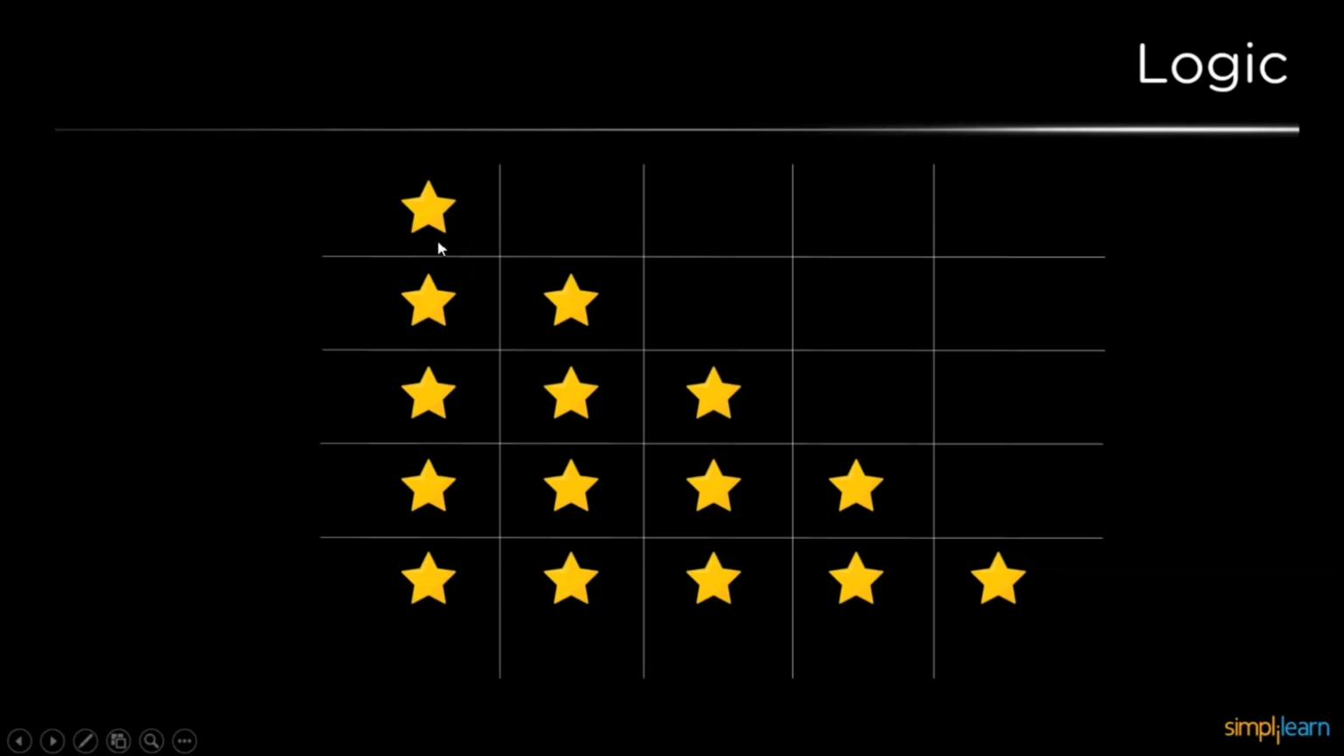We have inserted stars at the cell index A of 0,0, A of 1,0, 1,1, then A of 2,0, 2,1, 2,2, followed by A of 3,0 to A of 3,3, and then A of 4,0 up to A of 4,4. And in the rest of the cells, we have free spaces. Moving ahead, let's understand the program logic.